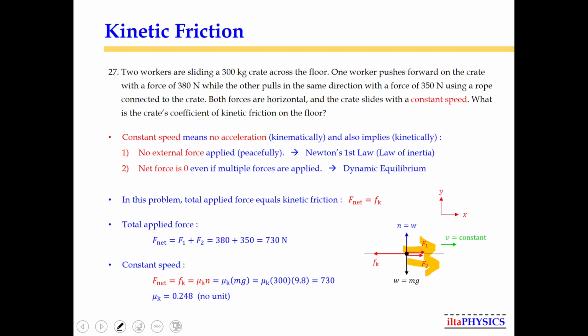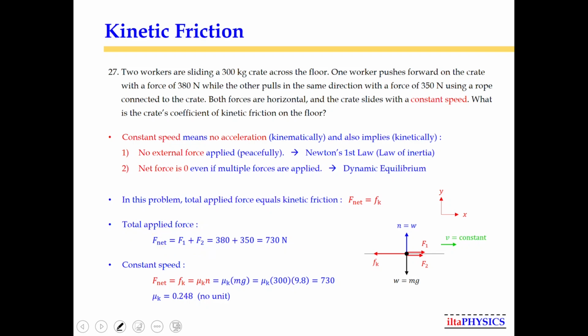While it's not strictly necessary for the free body diagram, we've noted that the crate moves at a constant velocity to the right. Since the net force on the crate must be zero, a kinetic friction force acts to the left with a magnitude equal to the sum of the two pushing forces. The sum of the forces from the two workers is 380 newtons plus 350 newtons, which equals 730 newtons.